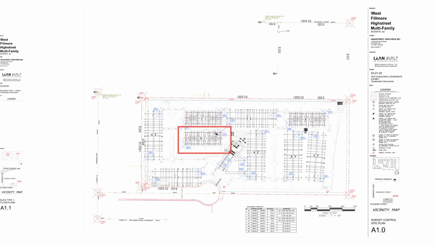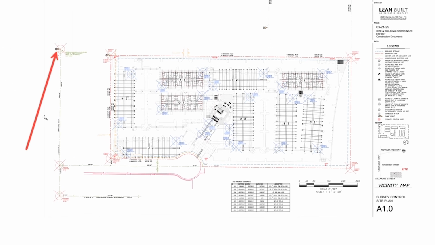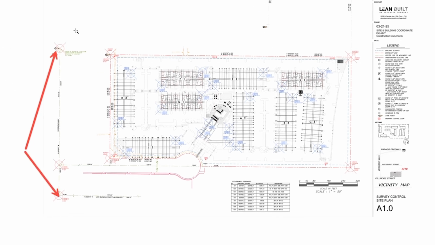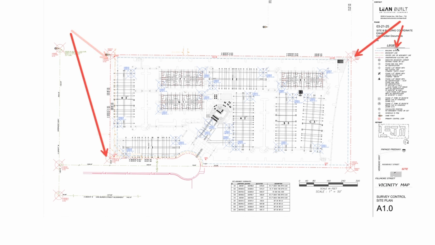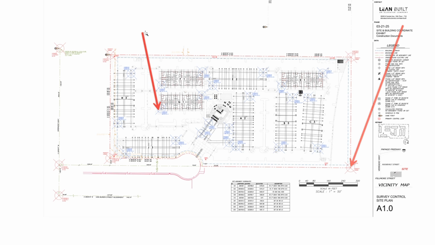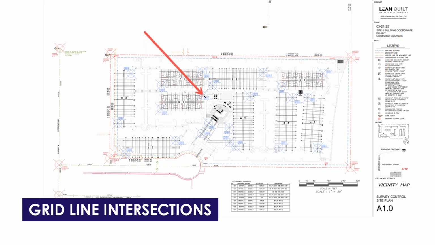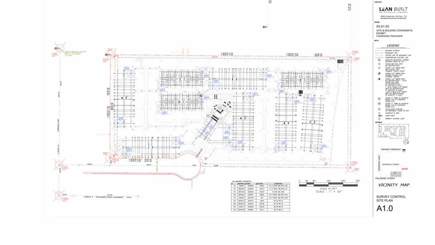This is building 1, and you'll see we have coordinates here, and everything is on this map. So if I want to see the basis of bearings, I've got them right here. If I want to see the property corners so I can verify them, I've got them right here. All good. But how am I going to lay out the building? I've got the coordinates over here for the building, not to the edge of building, but for grid line intersections.